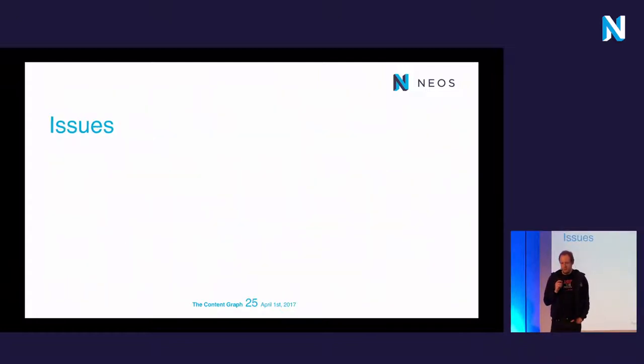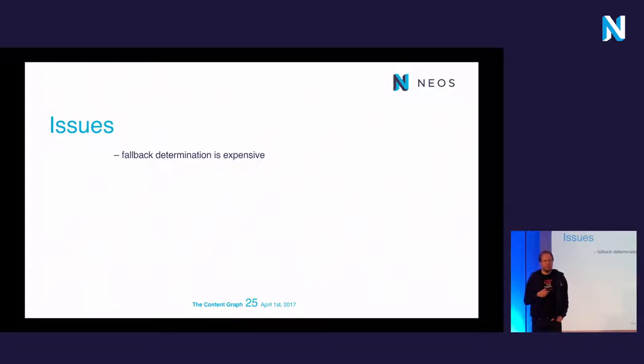So the issues about that. The fallback determination is expensive. We already had that before. It's easy if you only have one single dimension. Just follow along the paths and you're ready. But due to our fallback mechanisms, maybe you have multiple dimensions with multiple possible dimension values and fallbacks defined. So you actually have to recalculate which of those possible children, for example, are actual children in your current context.